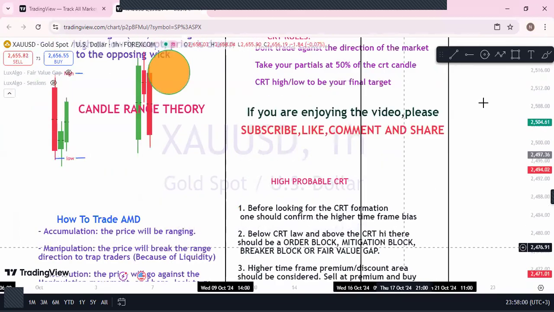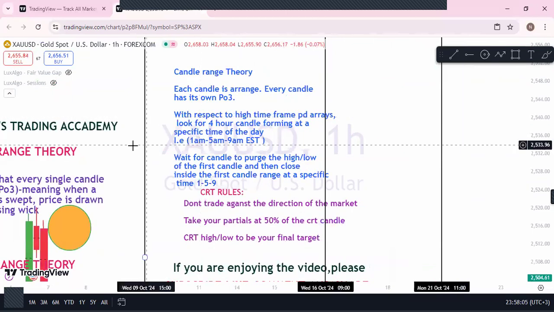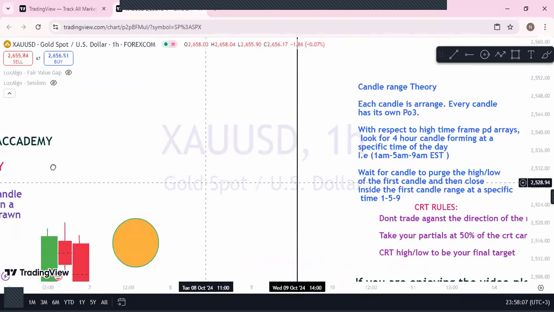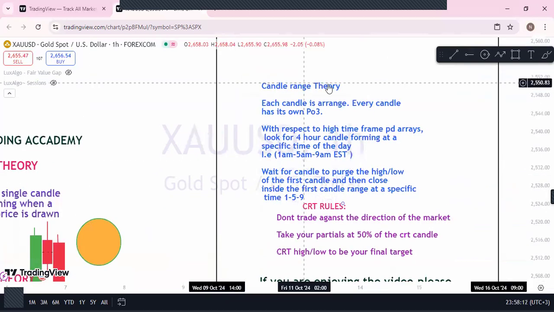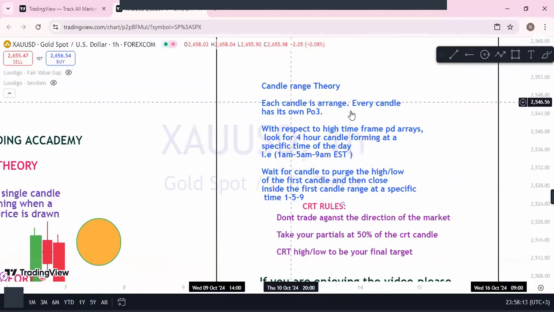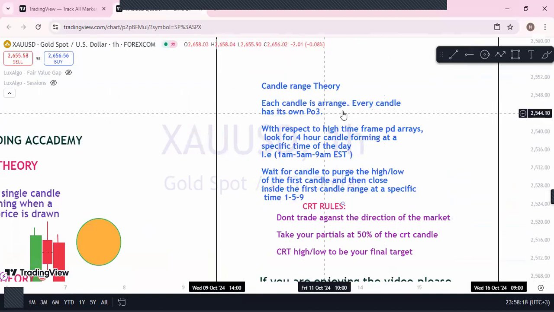Now, let's check. We have the candle range theory. Each candle is a range. Every candle has its own power of 3.